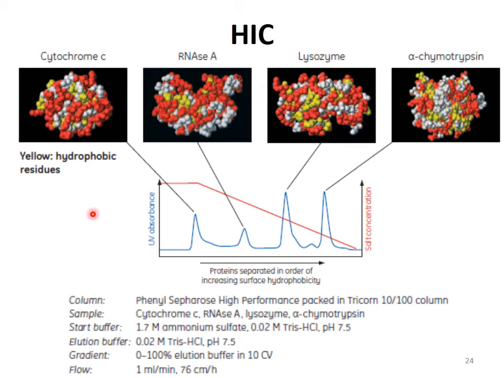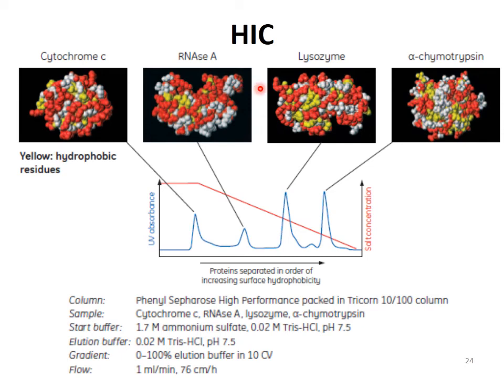So that was the basis of separation through hydrophobic interaction chromatography. Now, this is a chromatogram representing the elution pattern of different proteins from a hydrophobic interaction column. On the x-axis is the order of the proteins in which they are eluted. On the y-axis is the absorbance, representing the amount of the protein when it is going to be eluted from the column. And on the secondary y-axis is the salt concentration, represented by the red line.